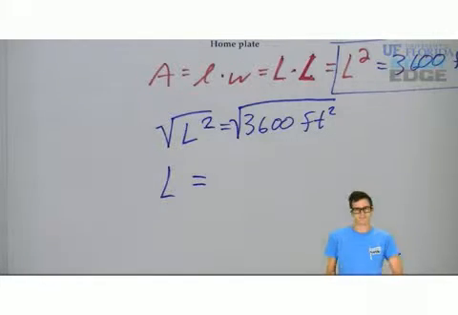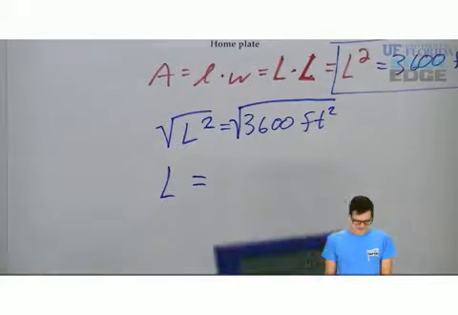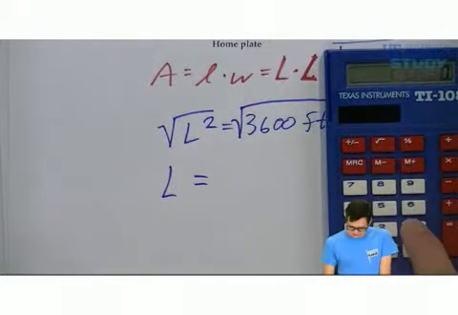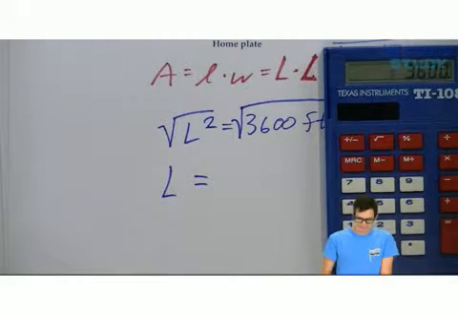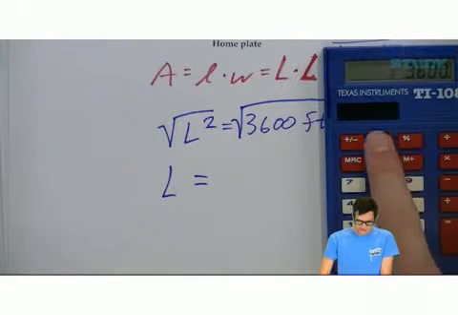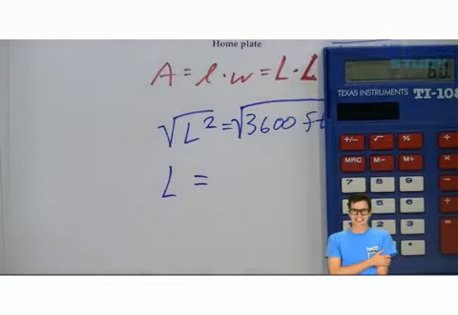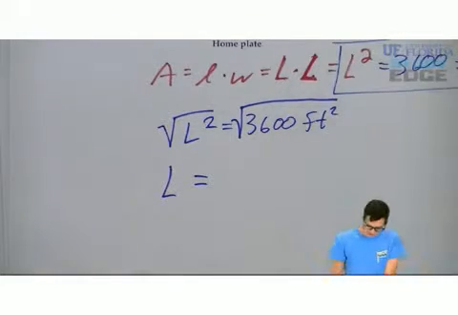If you could do that in your head, congratulations, you're a genius, and you probably don't need to be watching Algebra Nation, right? I can't do that in my head. Let's go ahead and do the square root on our calculators. Here's what you do. You hit 3,600. Go ahead and punch that in. And then you're going to hit the square root button up here. And there we go. It's 60. 60 is the square root of 3,600.